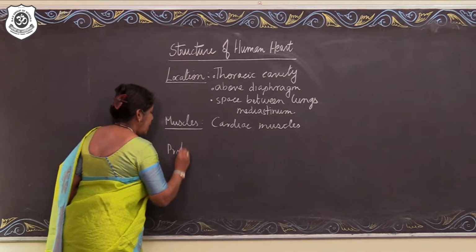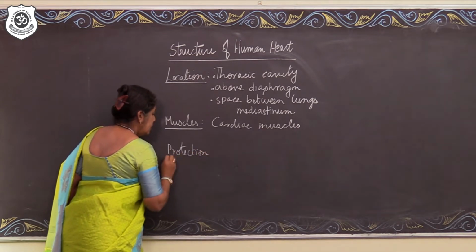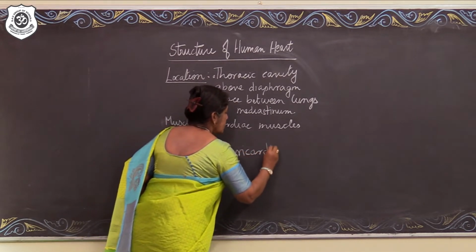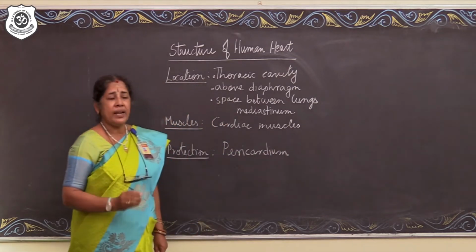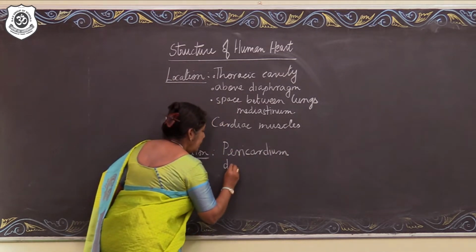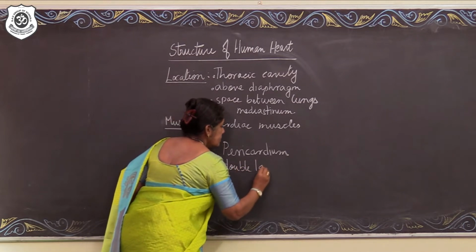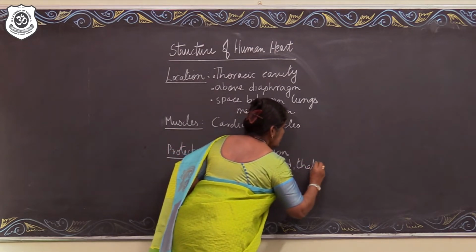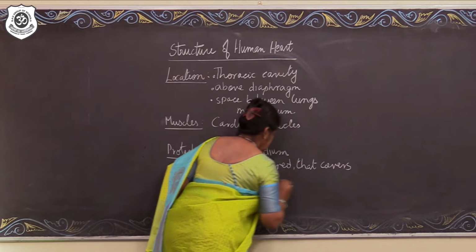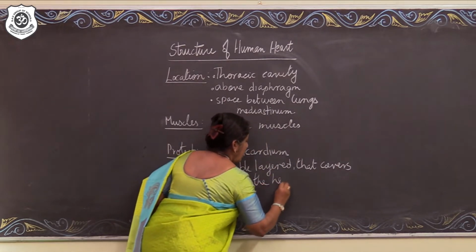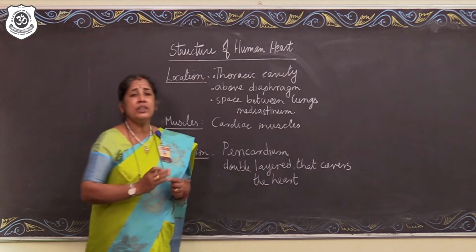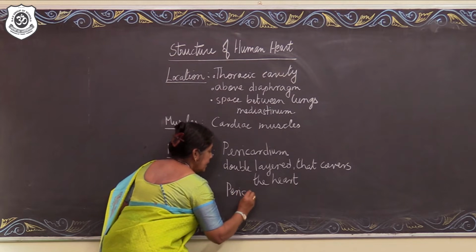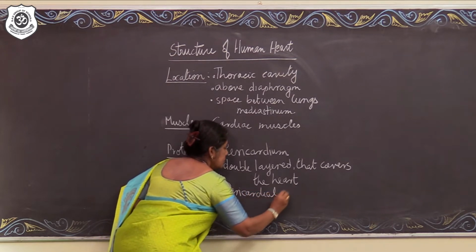So, the protection for the heart comes from this structure which is called as the pericardium. So, what is the pericardium? The pericardium is a double-layered structure. It is a double-layered structure that covers the heart. And in between the two layers of the pericardium, there is a fluid that is called as the pericardial fluid.